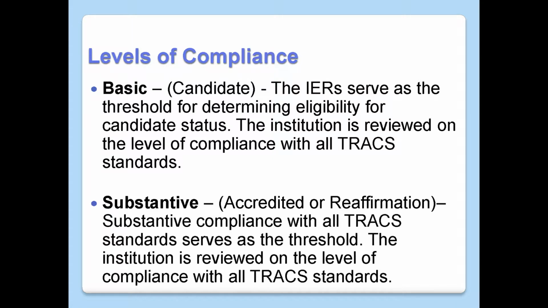Those are institutional eligibility requirements. It is taking and condensing the TRACS standards into what we consider the 10 most vital areas. There are other areas where you can be out of compliance and still gain the status that you're seeking, but not on these 10 areas. These are the essentials. These are must-haves before you enter in at the candidate level.